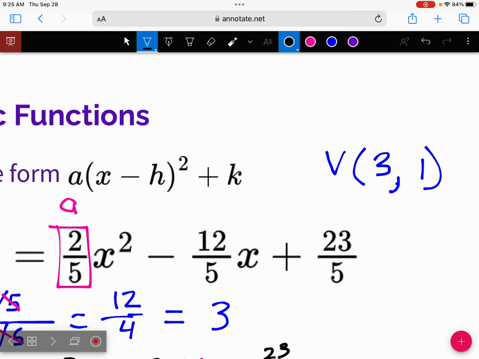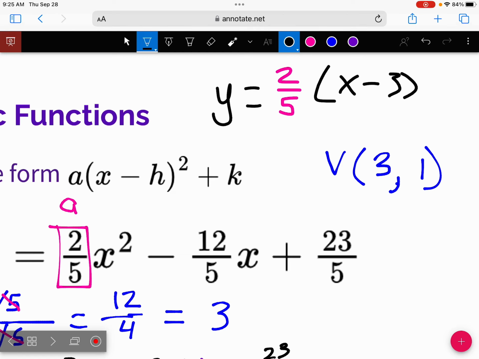Yeah. Okay. So our vertex form is going to be y equals 2/5 times (x minus 3) squared plus 1. Oh, that's terrible. Let's try that slightly more legibly. There we go. That's less awful. Okay? We feeling okay on getting it in vertex form?